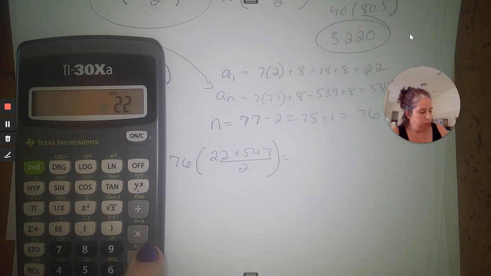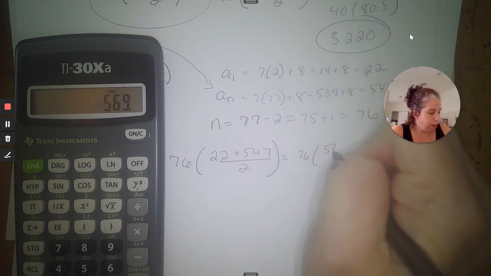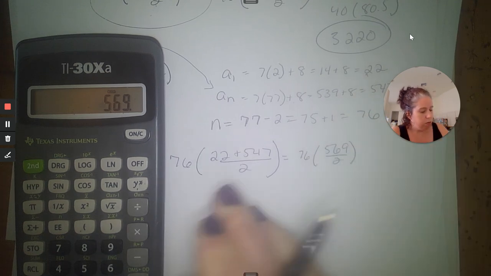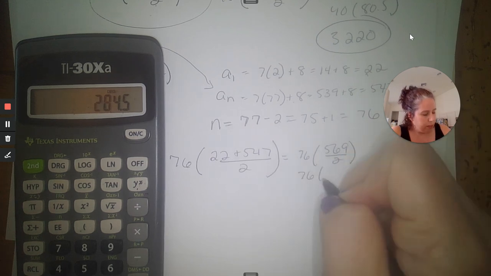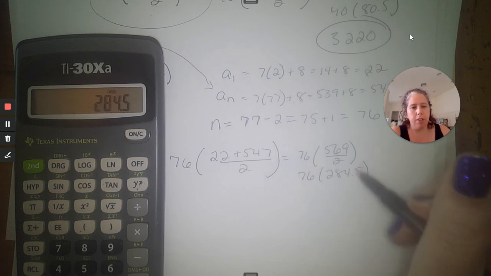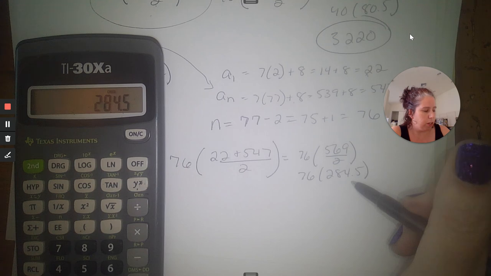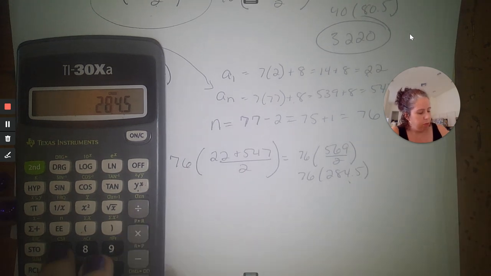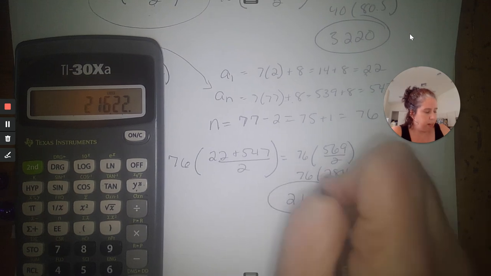So 22 plus 547, and so 76 times 569 divided by 2. So 569 divided by 2. So that's 76 times 284.5. And again, when you guys are doing this, you don't have to write this all out. I'm writing it all out so you guys can see what's going on. You can check your math. Then we're going to times this by 76. So 21,622. And that should be our answer.